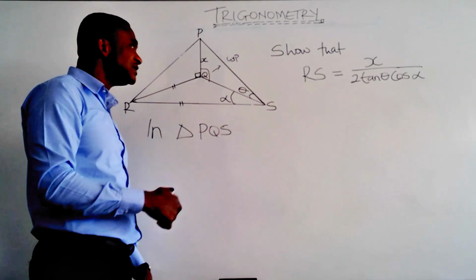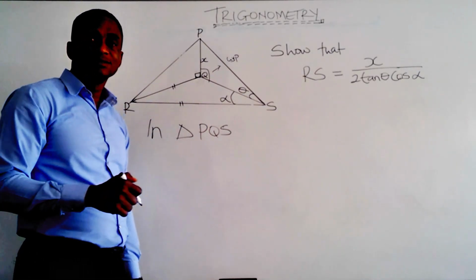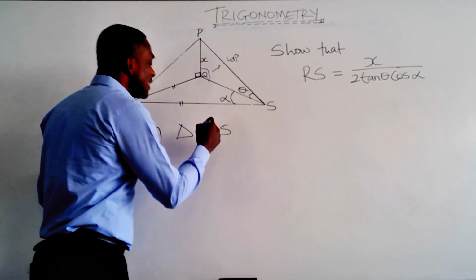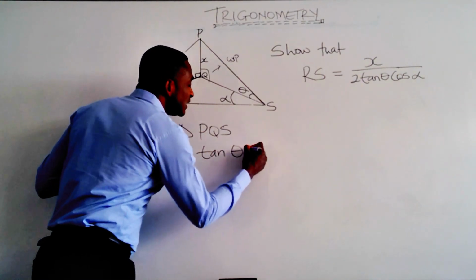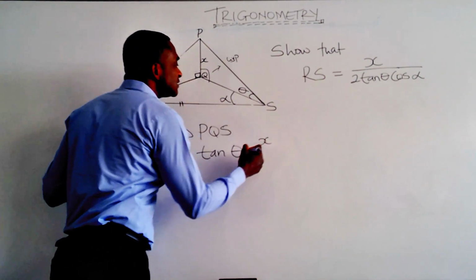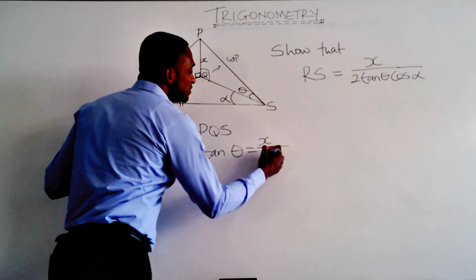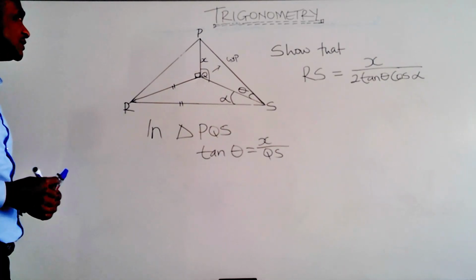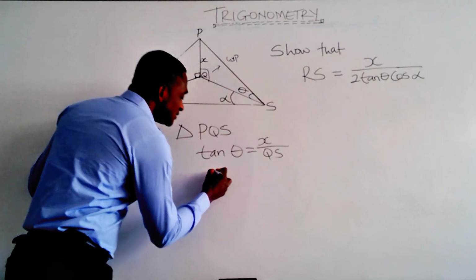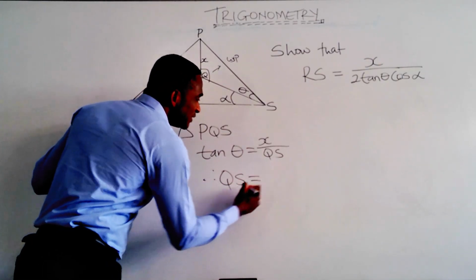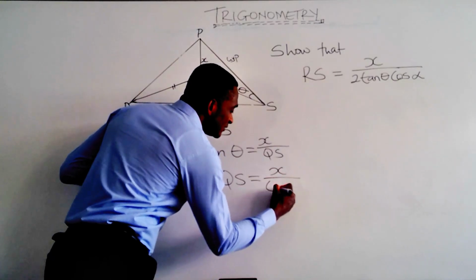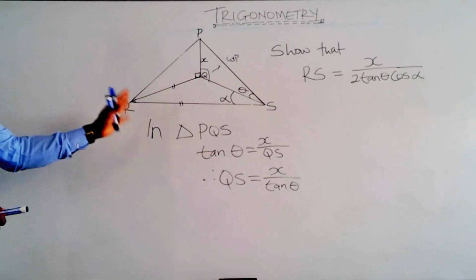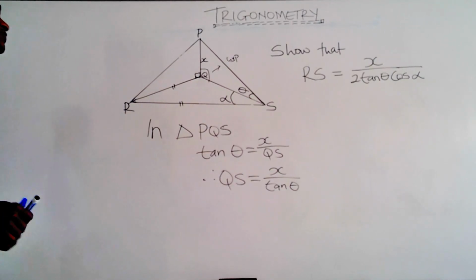And opposite over adjacent gives us tan. Remember, SOHCAHTOA: tan is opposite over adjacent. So we can say that tan of theta is equal to our opposite, which is x, over our adjacent, which is QS. So to get the length of QS, our QS will then be x over tan theta. So we've gotten our QS. We can work under this triangle.